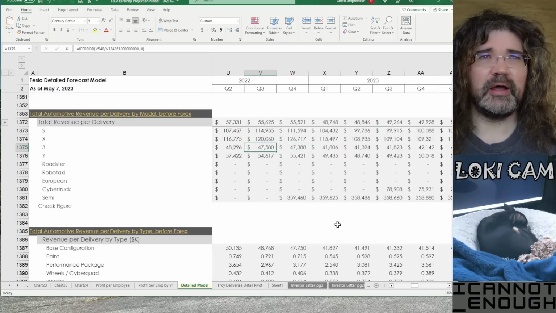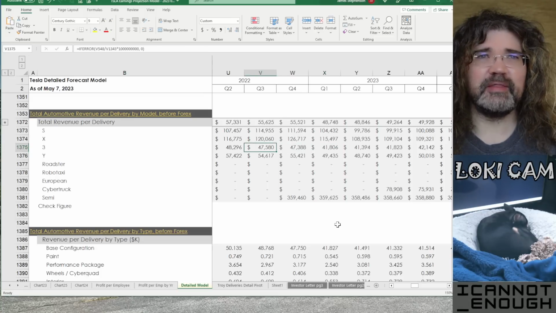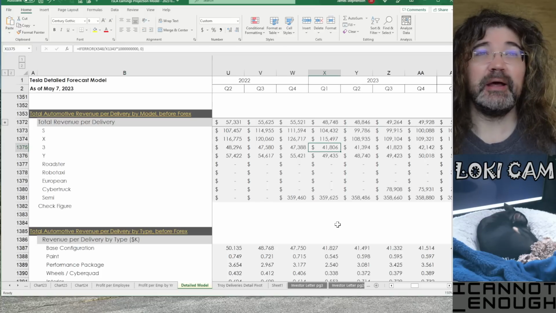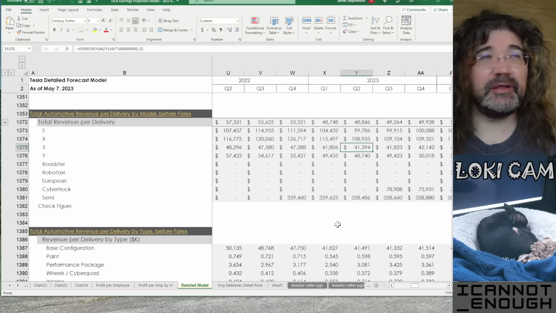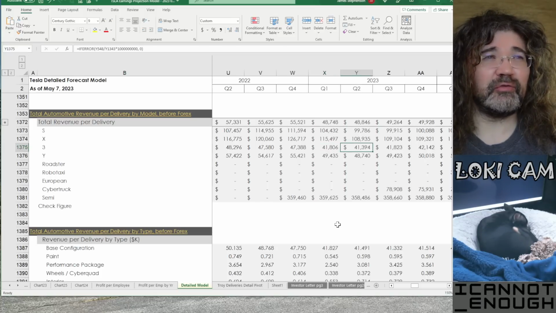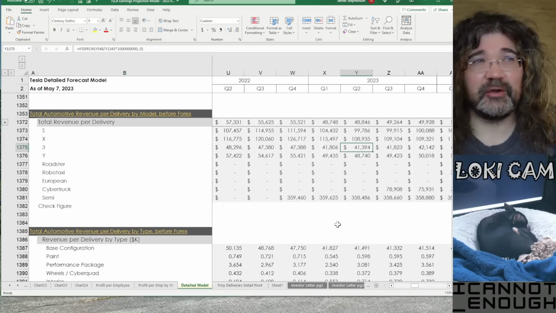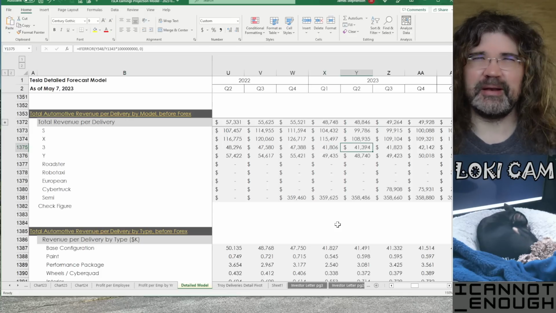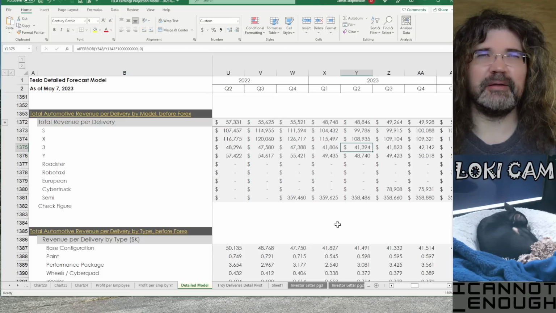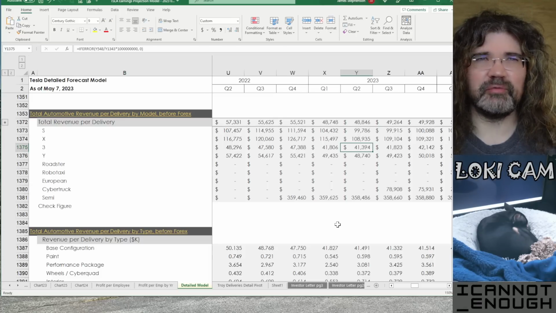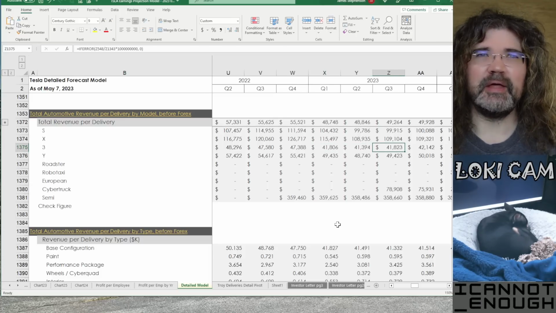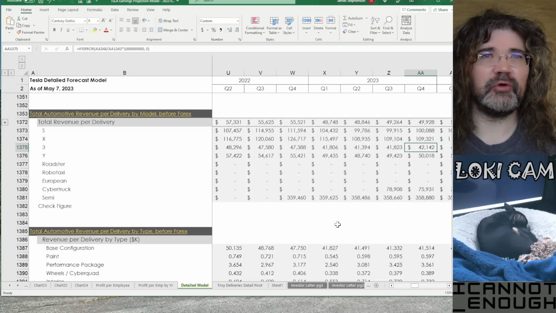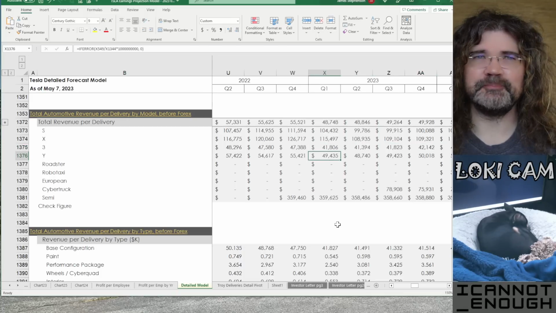Model 3. These were up around $47,000, $48,000 last year. I've got that down to 41, dropping a little bit in Q2. We've actually seen some price increases and decreases in Q2 on Model 3. I don't see it going a lot lower, so I've got that bottoming around 41.4, and then recovering a little in Q3 and Q4.